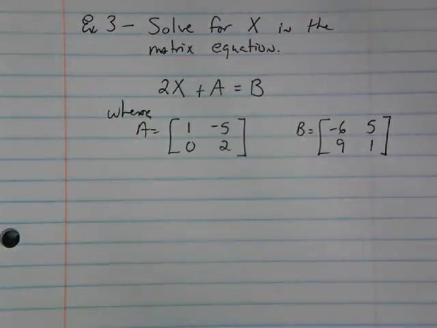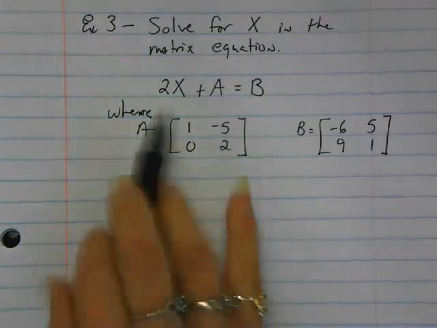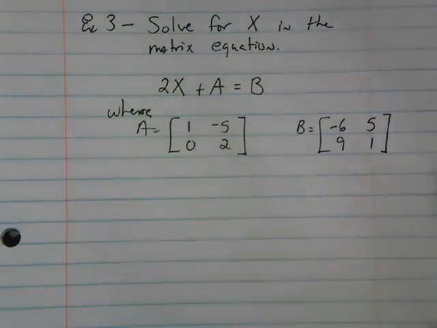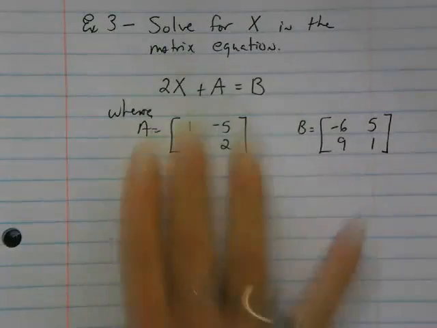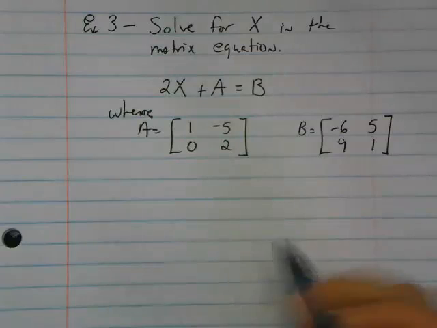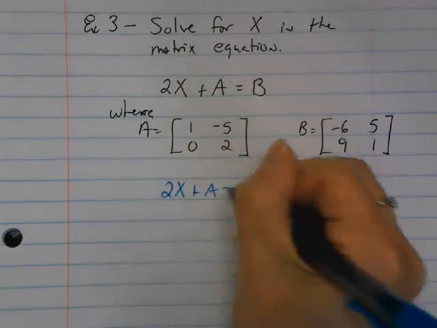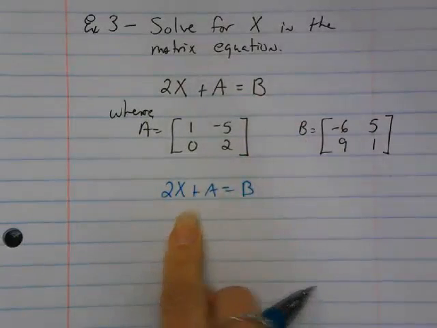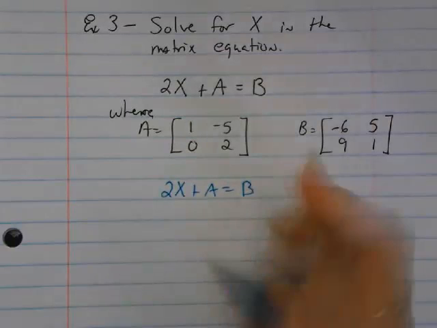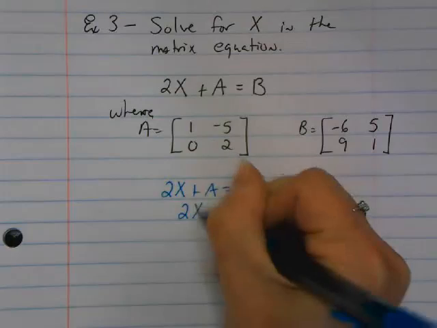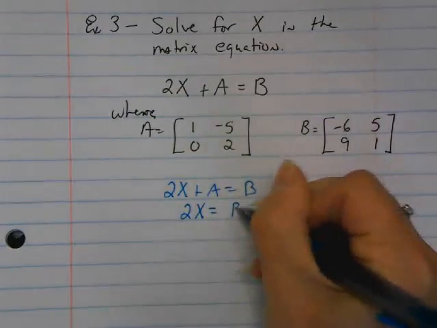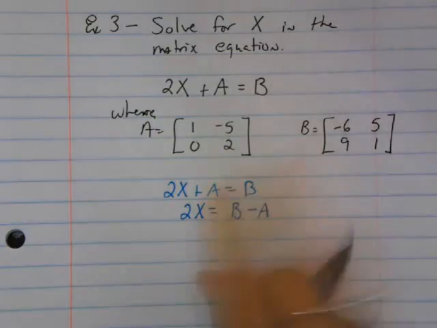Alright, so the first thing I want you to do is we want to go ahead and solve for x. Okay, so let's not worry about our matrices yet. Let's just first solve for x. So do you agree you have 2x plus A is equal to B? If you want to get x by itself, we first have to get rid of A. So I'm going to do 2x is equal to B minus A. So I just moved A to the other side.